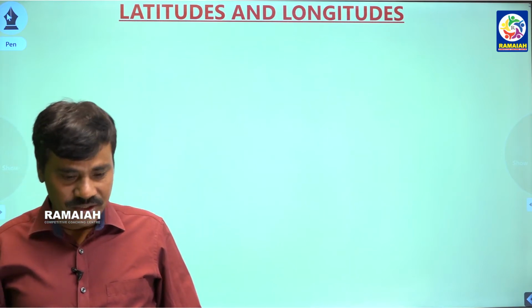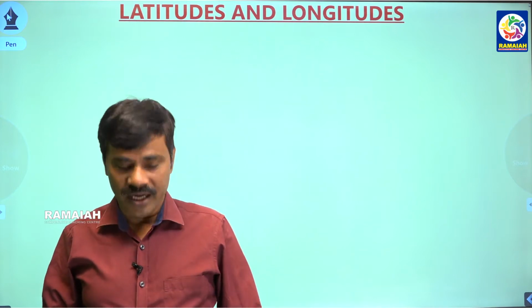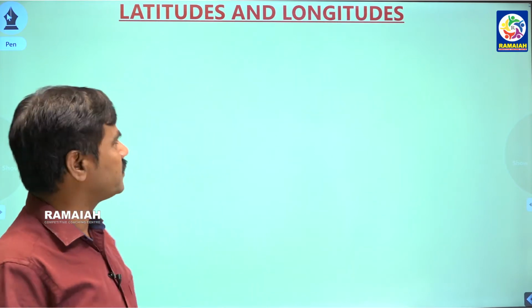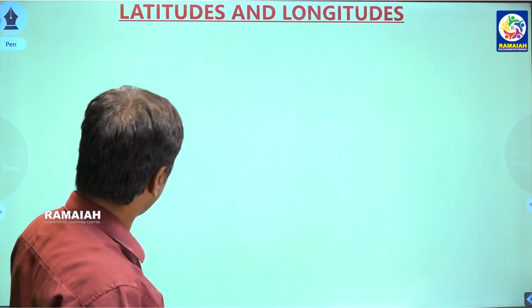Latitudes and longitudes are very useful to find out the climate system, forests and other physical features, and also the transport system, climate, temperature and rainfall. These are very important to find out the physical features.